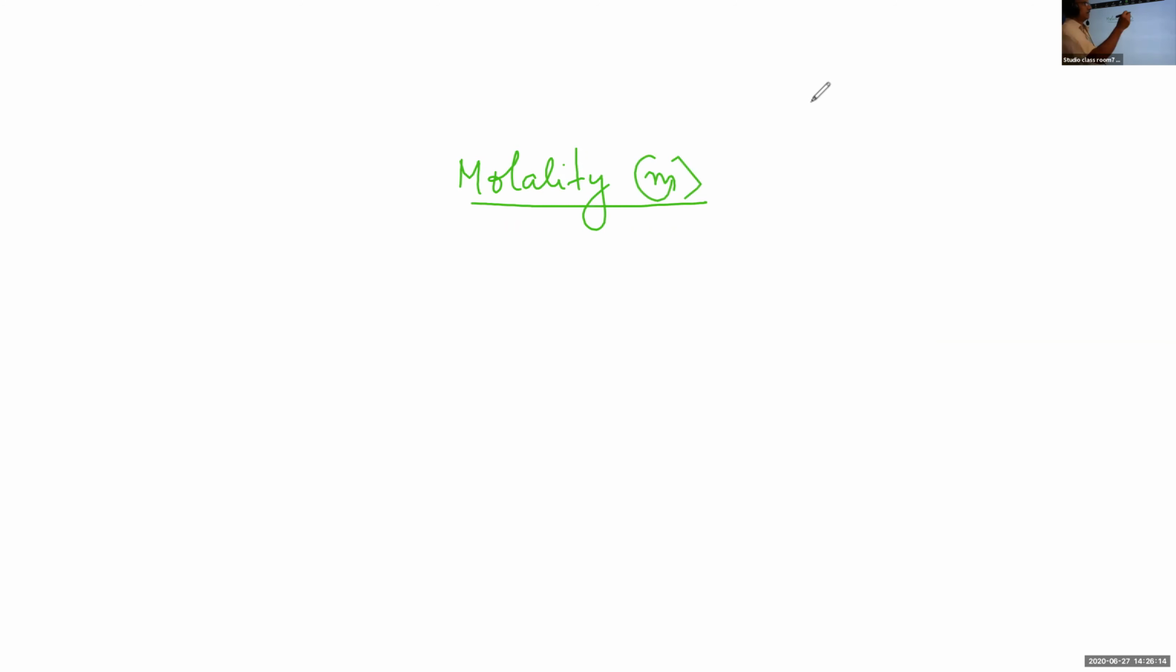Molality. What's meant by molality of a solution? That is the number of moles of solute per kilogram of the solvent. Here there is a twist. Here we take 1 kilogram of the solvent. Not the volume of the solution, but 1 kilogram of the solvent.